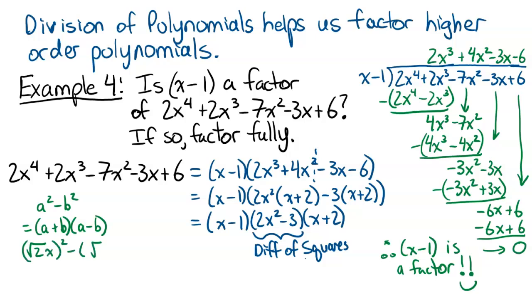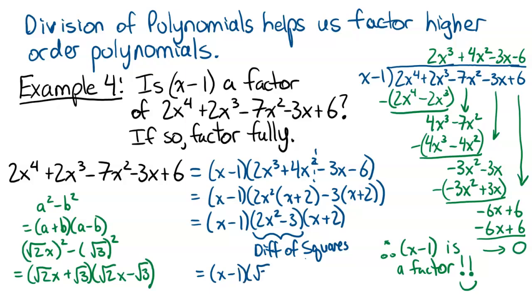So this can be written as the square root of 2x all squared minus the square root of 3 all squared. And then we can say the a term is root 2x, and that's going to be added to the b term, which is root 3, and then root 2x minus the b term, which is root 3. And so we could write our final answer after taking that difference of squares as x minus 1 times the square root of 2x plus the square root of 3 times the square root of 2x minus the square root of 3 times x plus 2.